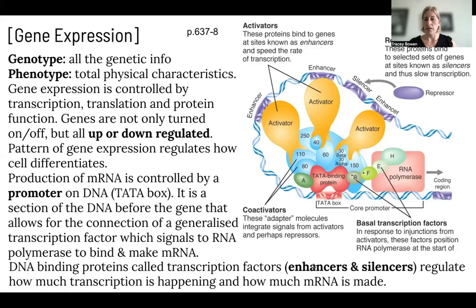So different transcription factors can be enhancers or silencers. So you can see up here, enhancers or silencers are going to regulate how much transcription is happening and how much messenger RNA is being made. And so activators will attach onto the enhancers, and they're going to speed up the rate of transcription of the gene. Whereas a repressor is going to attach onto a silencer, and that's going to make the gene not work or reduce its functionality.